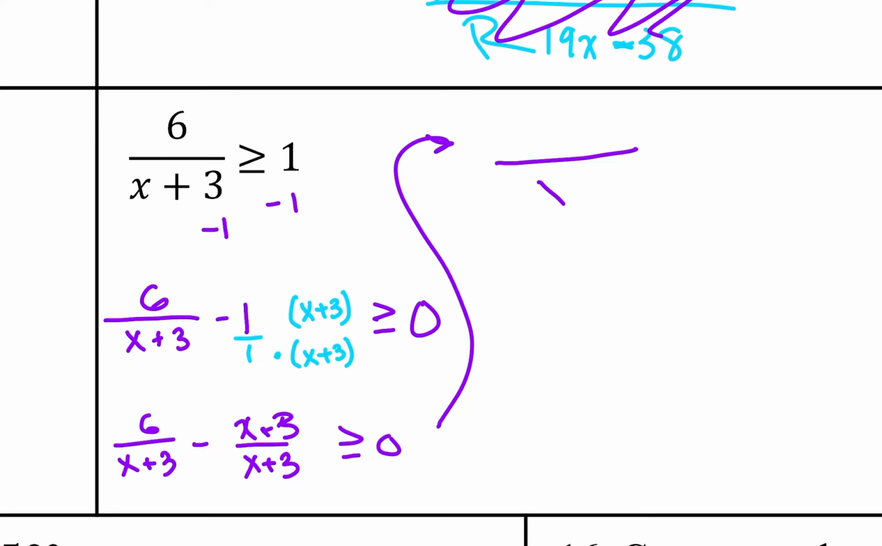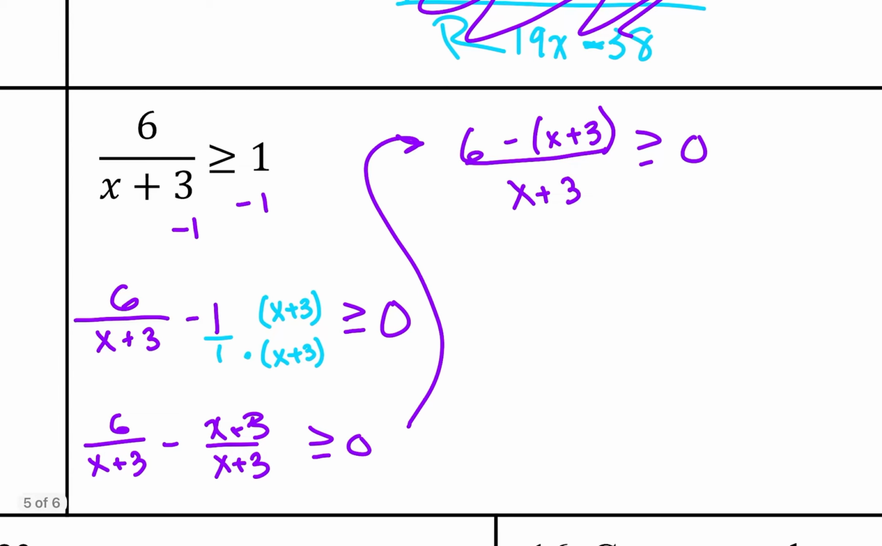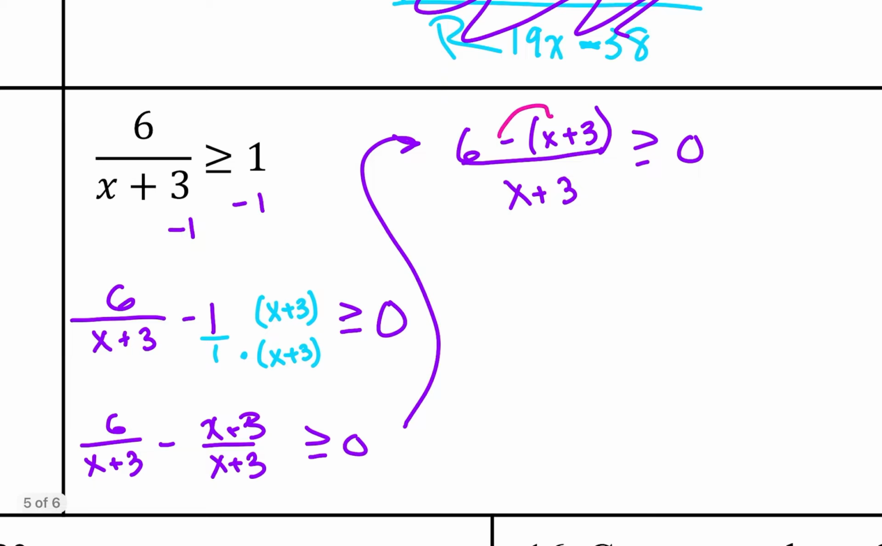So now I can rewrite it as one fraction over x plus 3. And I've got 6 minus, I'm going to keep this in parentheses for now, 6 minus (x plus 3) is greater than 0. And the reason I'm going to keep it in parentheses, we have to make sure that we now take that negative and distribute it in here. So this becomes negative x and this becomes negative 3. So I've got (6 minus x minus 3) over x plus 3.